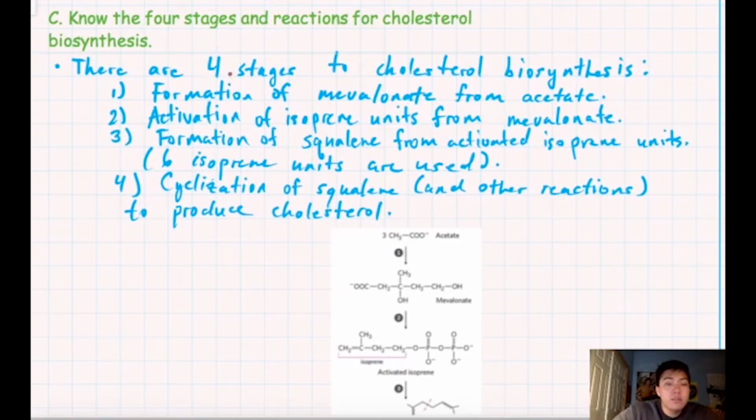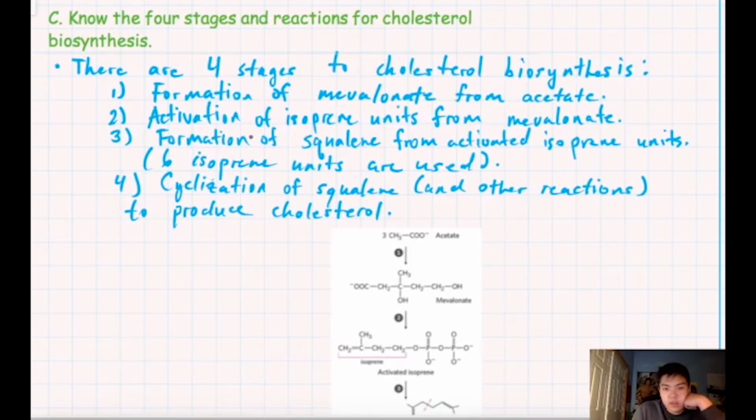All right, objective C. Know the 4 stages and reactions for cholesterol biosynthesis. There are 4 stages to cholesterol synthesis. There are actually a lot more steps though, because there are multiple reactions for each of these stages. So we'll do the 4 stages first, and then we'll get a little bit deeper and explore the reactions. The first stage is the formation of mevalonate from acetate. I don't know if I'm saying that right, so we'll call it mevalonate.